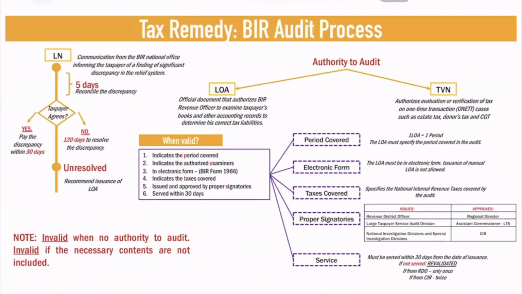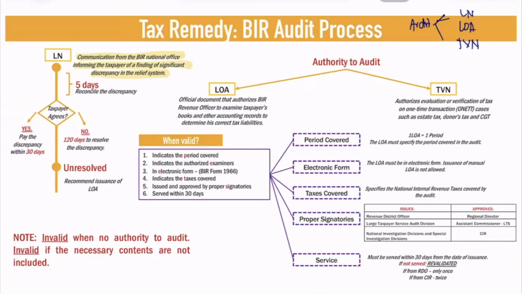There are different ways for the BIR to assess or to audit. We have learned before that there can be a letter of notice, letter of authority, or a tax verification notice. So what if it starts with a letter of notice? What is a letter of notice? A letter of notice is a communication from the BIR National Office informing the taxpayer of a finding of significant discrepancy in the RELIEF system.